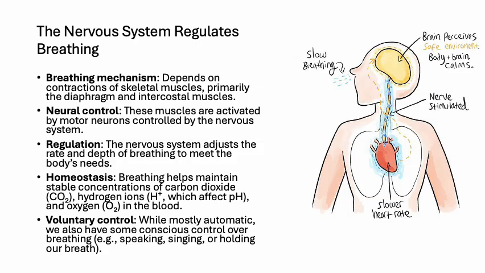Breathing is powered by skeletal muscles, mainly the diaphragm and the intercostals. These muscles are controlled by motor neurons under the direction of the nervous system. The brain adjusts the rate and depth of breathing to maintain stable levels of oxygen, carbon dioxide, and pH in the blood. This automatic regulation ensures homeostasis even as our activity levels change.